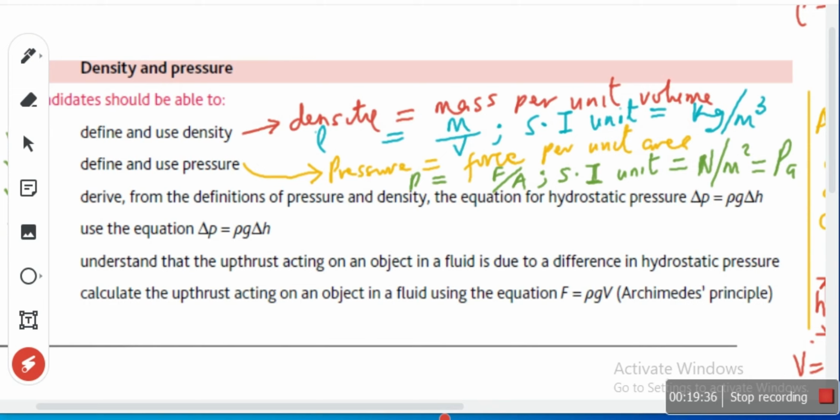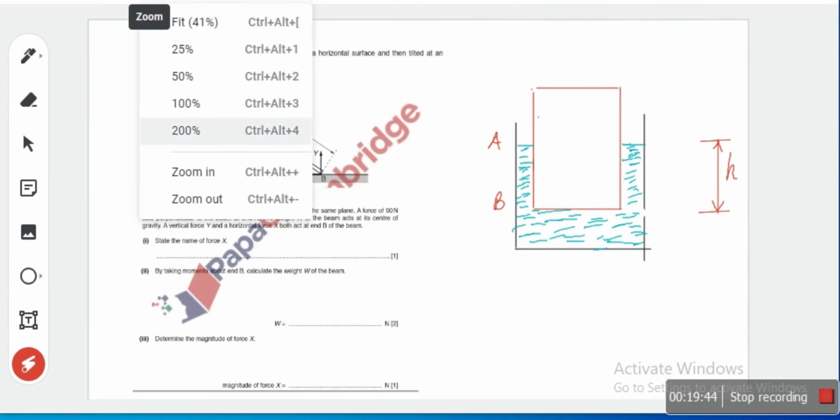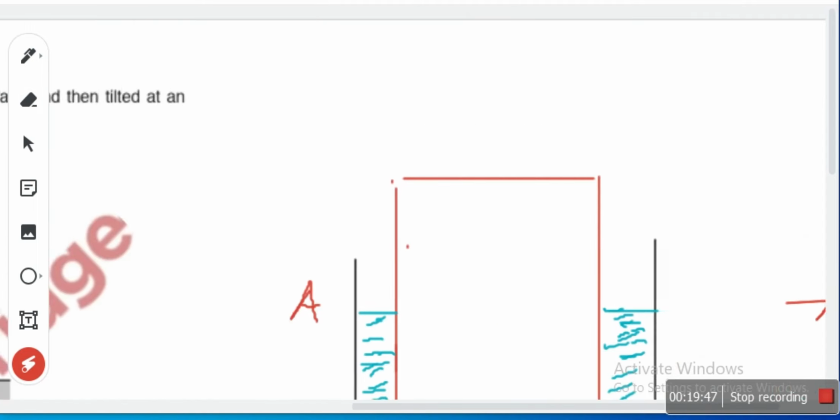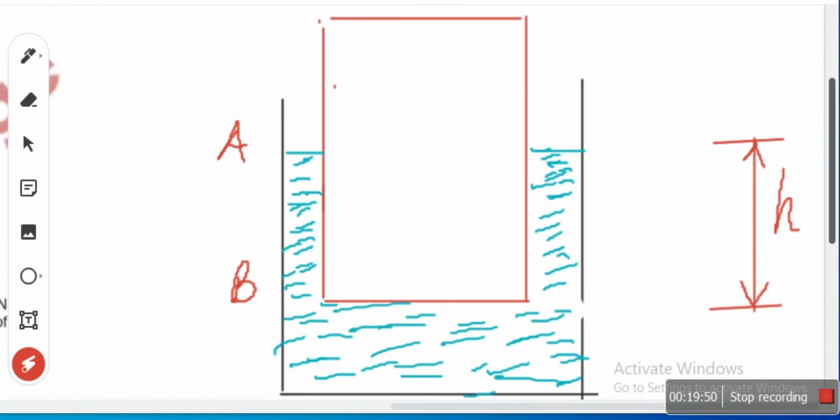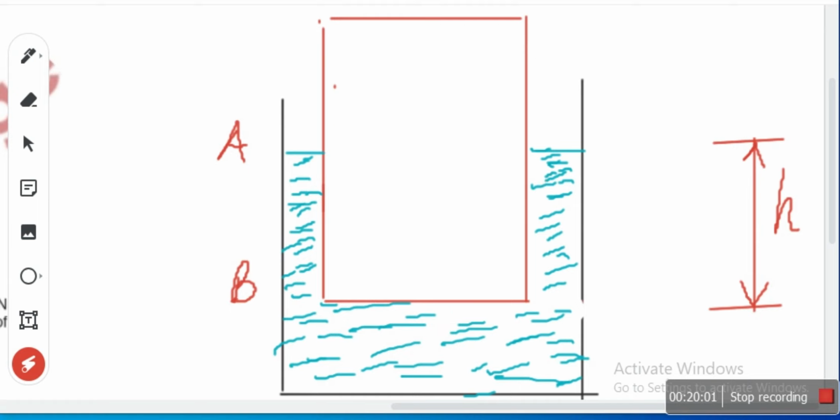Understand that the upthrust acting on an object in a fluid is due to a difference in hydrostatic pressure. I want to explain it here. Watch this. This is an object that is partially immersed in water or in the fluid. The fluid is this blue one I colored. It's partially immersed. Are you listening? Now, you know the weight of this object acts from its geometrical center, the center of gravity. It acts downwards.